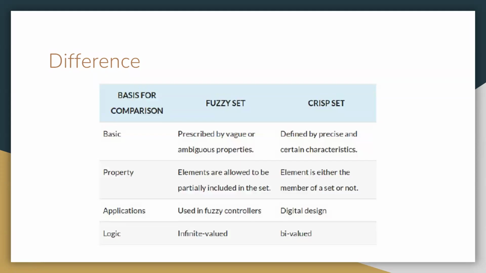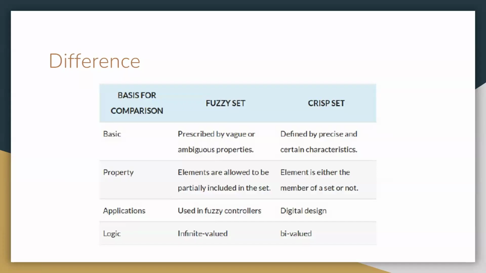So a crisp set is defined by precise and certain characteristics, whereas a fuzzy set has vague or ambiguous properties. In a crisp set, an element is either a member of the set or it is not. There are only two options. But a fuzzy set can be partially included in the set. Crisp sets are used in applications like digital logic, because it contains Boolean values for digital logic design and many other similar applications.